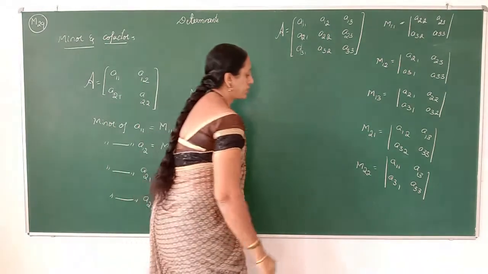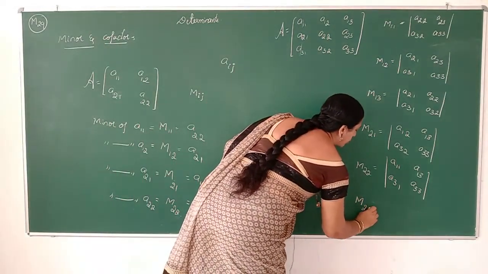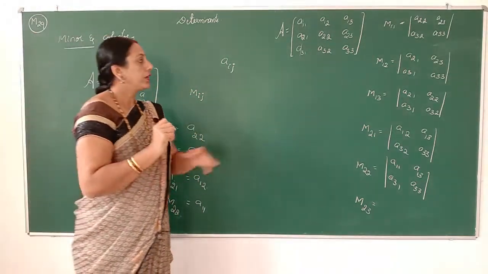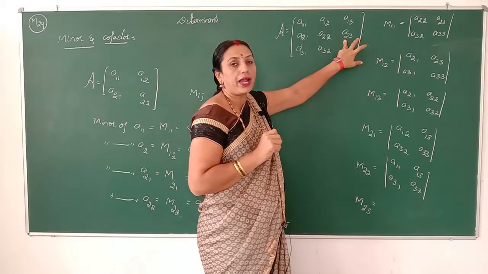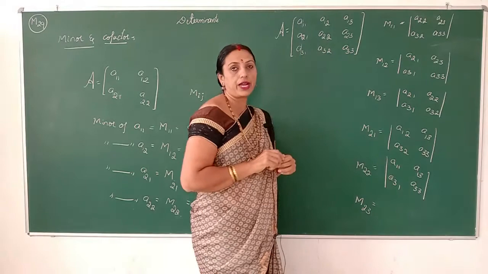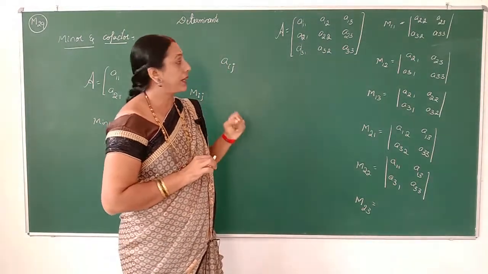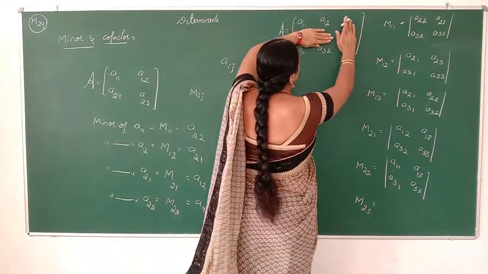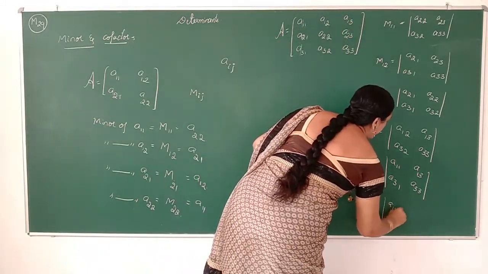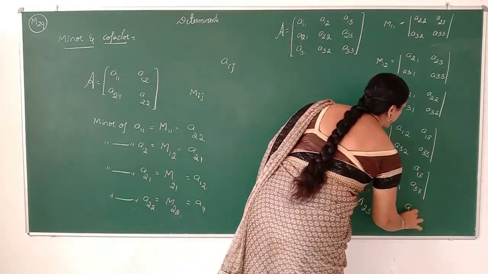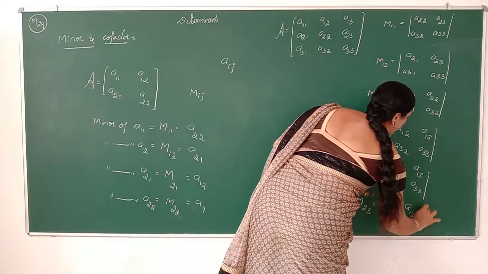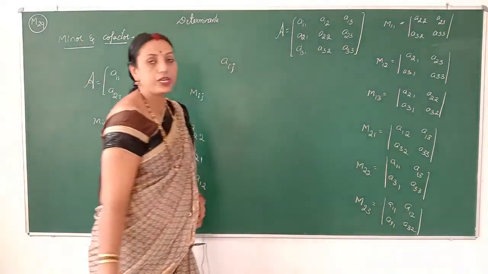Similarly, the next element is M23. M23 means the minor of A23. Now A23 is an element of the second row, third column, and these elements get neglected. The remaining elements are A11, A12, A31, A32. These form the minor of A23.